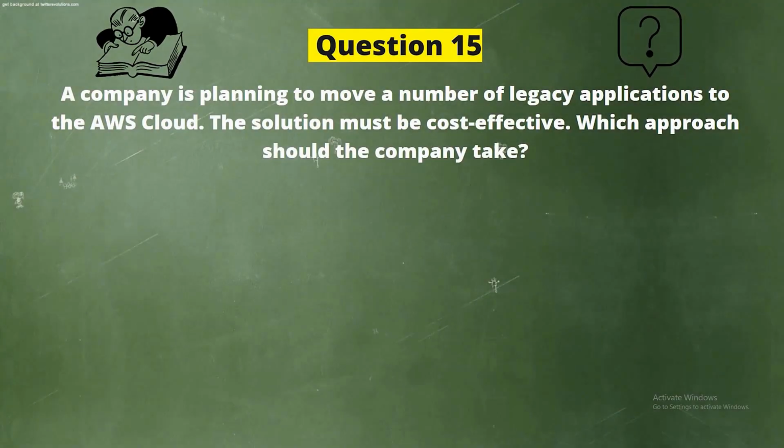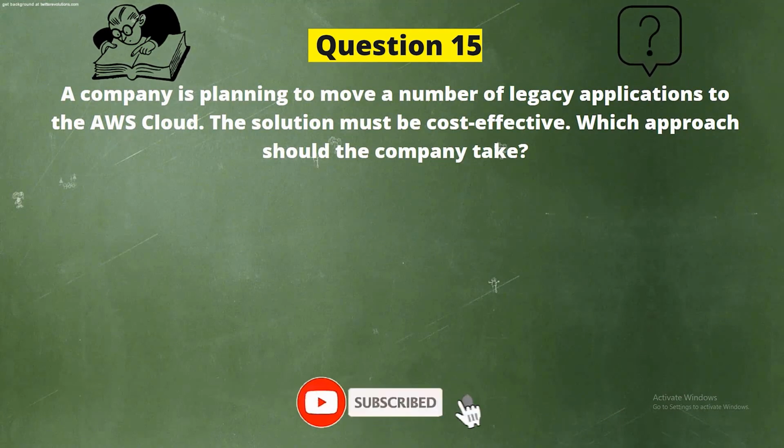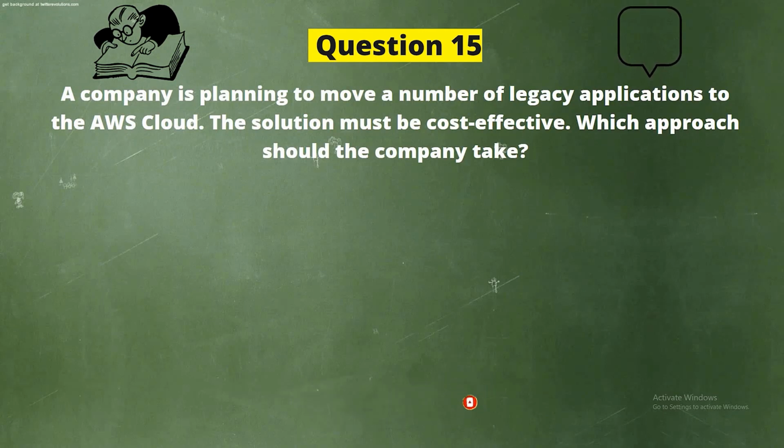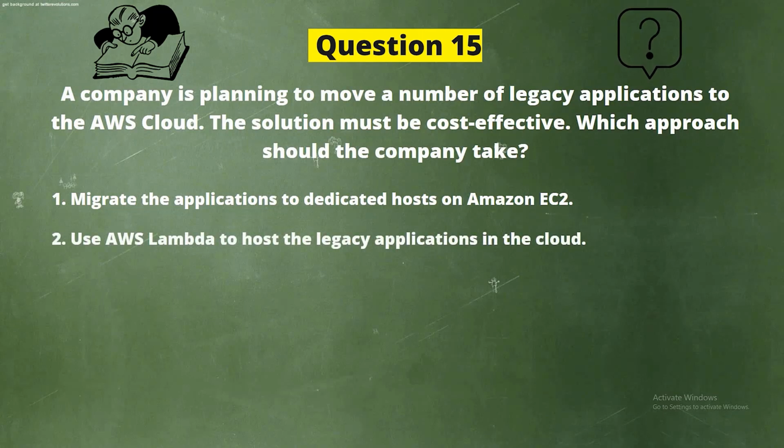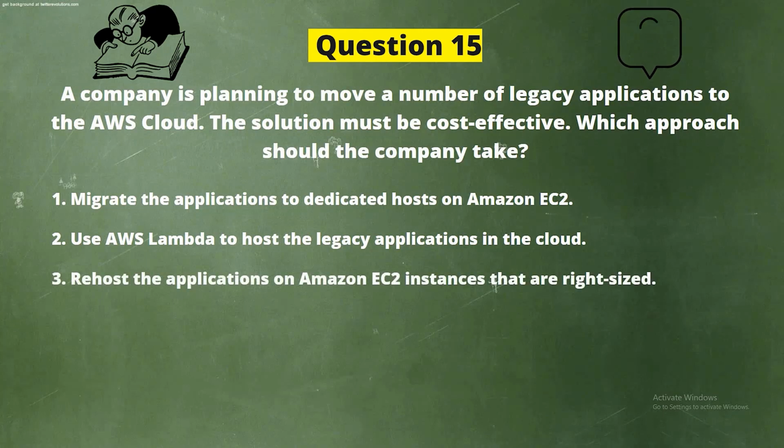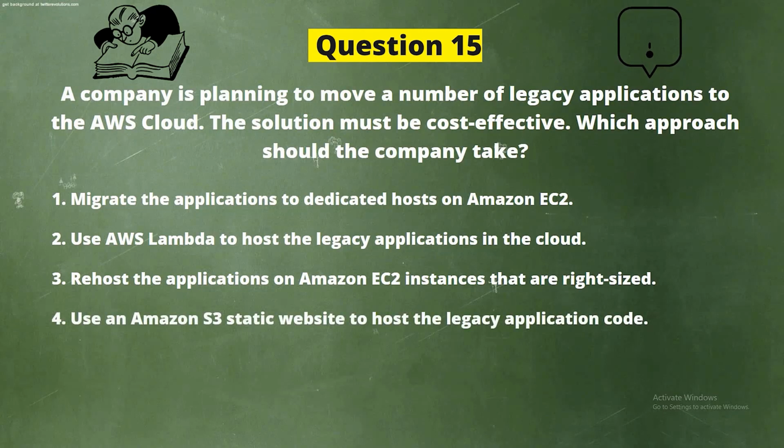Next question. A company is planning to move a number of legacy applications to the AWS cloud. The solution must be cost-effective. Which approach should the company take? And the options are: Option 1. Migrate the applications to dedicated hosts on Amazon EC2. Option 2. Use AWS Lambda to host the legacy applications in the cloud. Option 3. Rehost the applications on Amazon EC2 instances that are right-sized. Option 4. Use an Amazon S3 static website to host the legacy application code. And the correct answer is Option 3.